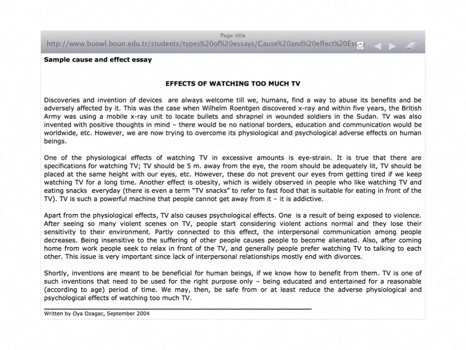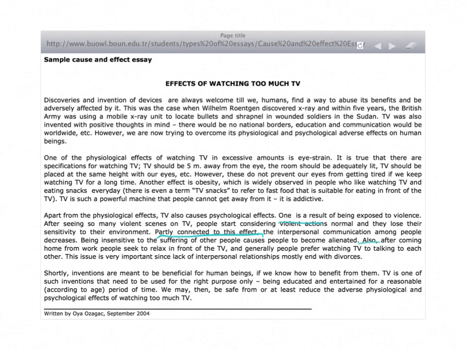It says right here in the first sentence, apart from the physiological effects, there are also psychological effects. One is the result of being exposed to violence, partly connected to this effect, interpersonal communication, being insensitive to suffering, and coming home from work or generally prefer watching TV instead of talking to each other. Interpersonal relationships are affected. And once again, we see similar transition words. One as a result, partly connected to this effect, also.